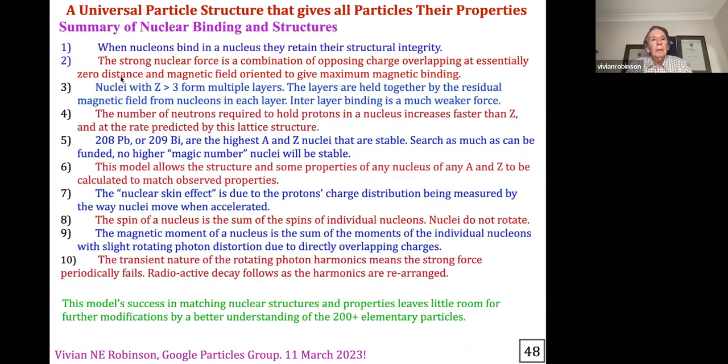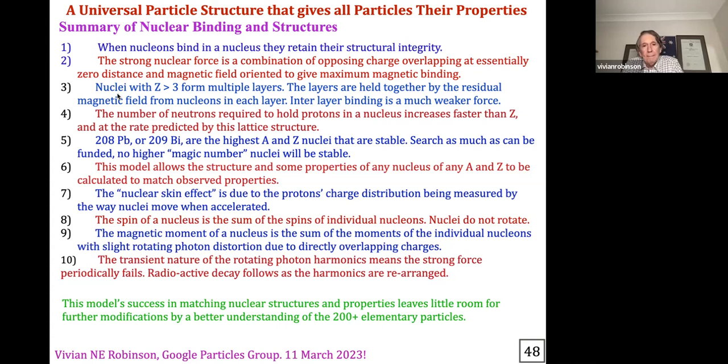Now, just briefly run through the model for when nucleons bind. First of all, they completely retain their structural integrity. There's no quark-gluon soup or anything like that. The strong force is a combination of the opposing charges overlapping at essentially zero distance and the magnetic fields oriented to give maximum magnetic binding. Nuclei with Z greater than 3 all form in multiple layers. The layers are held together by the residual magnetic field, which is around 20% or less of the binding per nucleon within each plane.